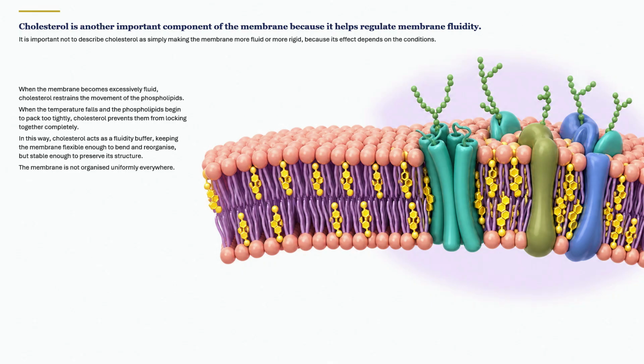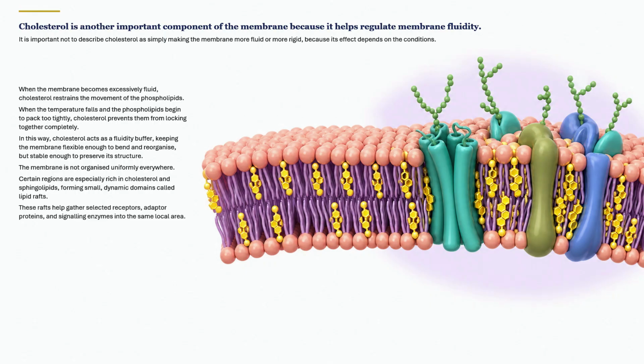The membrane is not organized uniformly everywhere. Certain regions are especially rich in cholesterol and sphingolipids, forming small dynamic domains called lipid rafts. These rafts help gather selected receptors, adapter proteins, and signaling enzymes into the same local area.